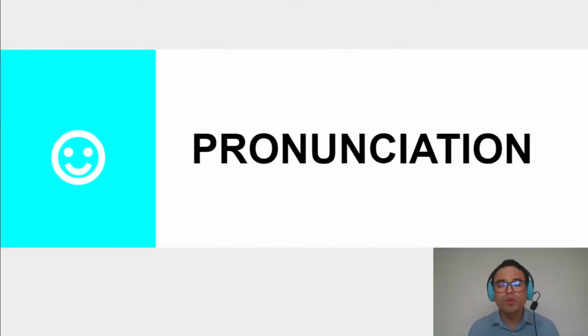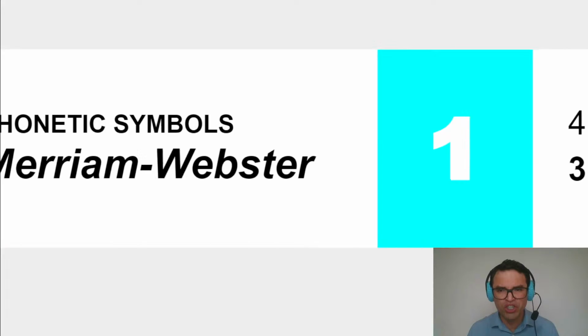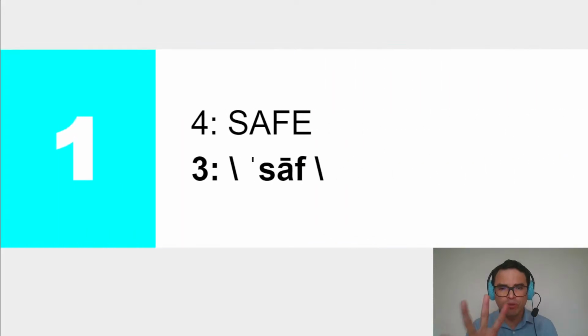So now we will review our pronunciation of some of these words using phonetic symbols taken from the Merriam-Webster dictionary. This is the first one. Four letters, three sounds. Vowel A with a hat. How do you pronounce that? A. The word safe. Safe.